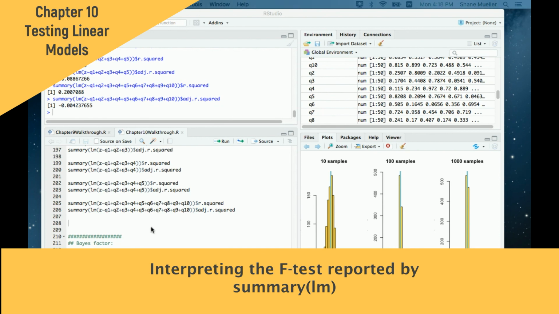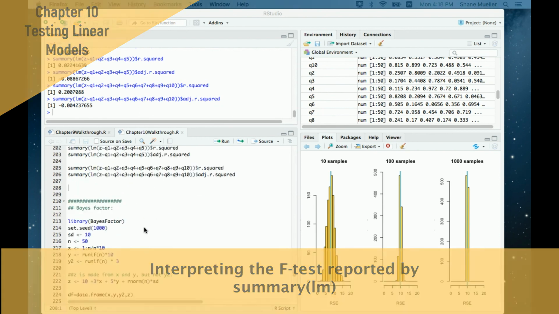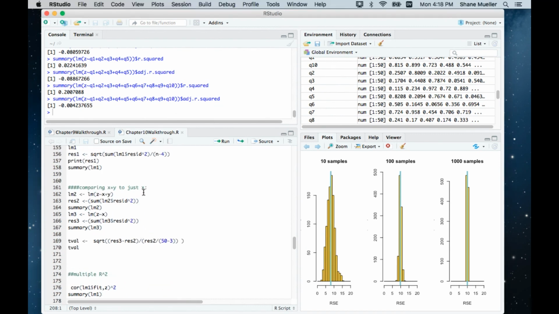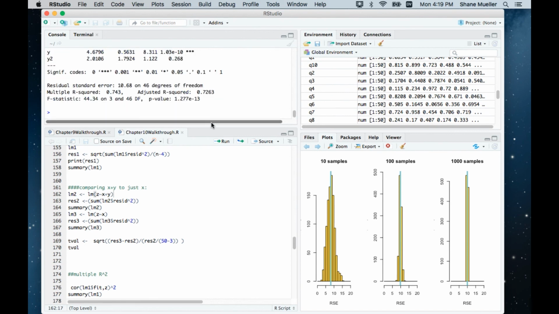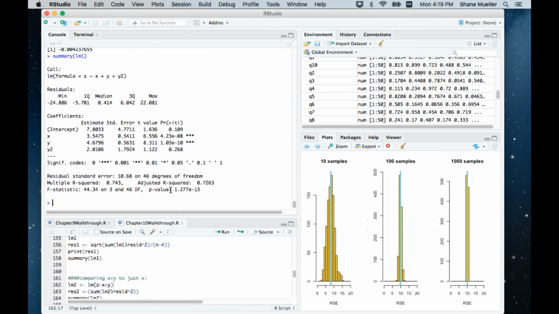All right, so what else is in this LM? If we go back to the summary of LM1, there's residual standard error, we know about that. There's multiple R squared and adjusted R squared, we know about that. There's this final line, the F statistic. Sometimes people will look just at this, and this almost never tells you what you want to know. Usually what you want to know involves these things.